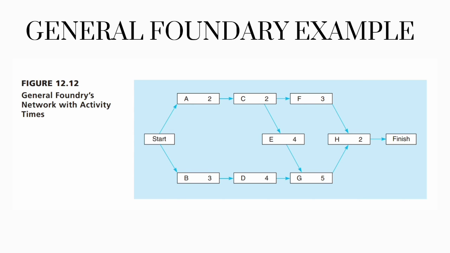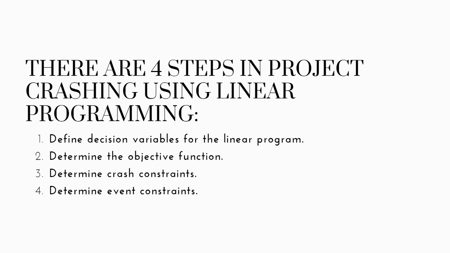Then we can say we need to use project crashing with linear programming. There are 4 steps in project crashing using linear programming. First is to define decision variables for the linear program. Next, determine the objective function. Next, determine crash constraints, and then determine event constraints.